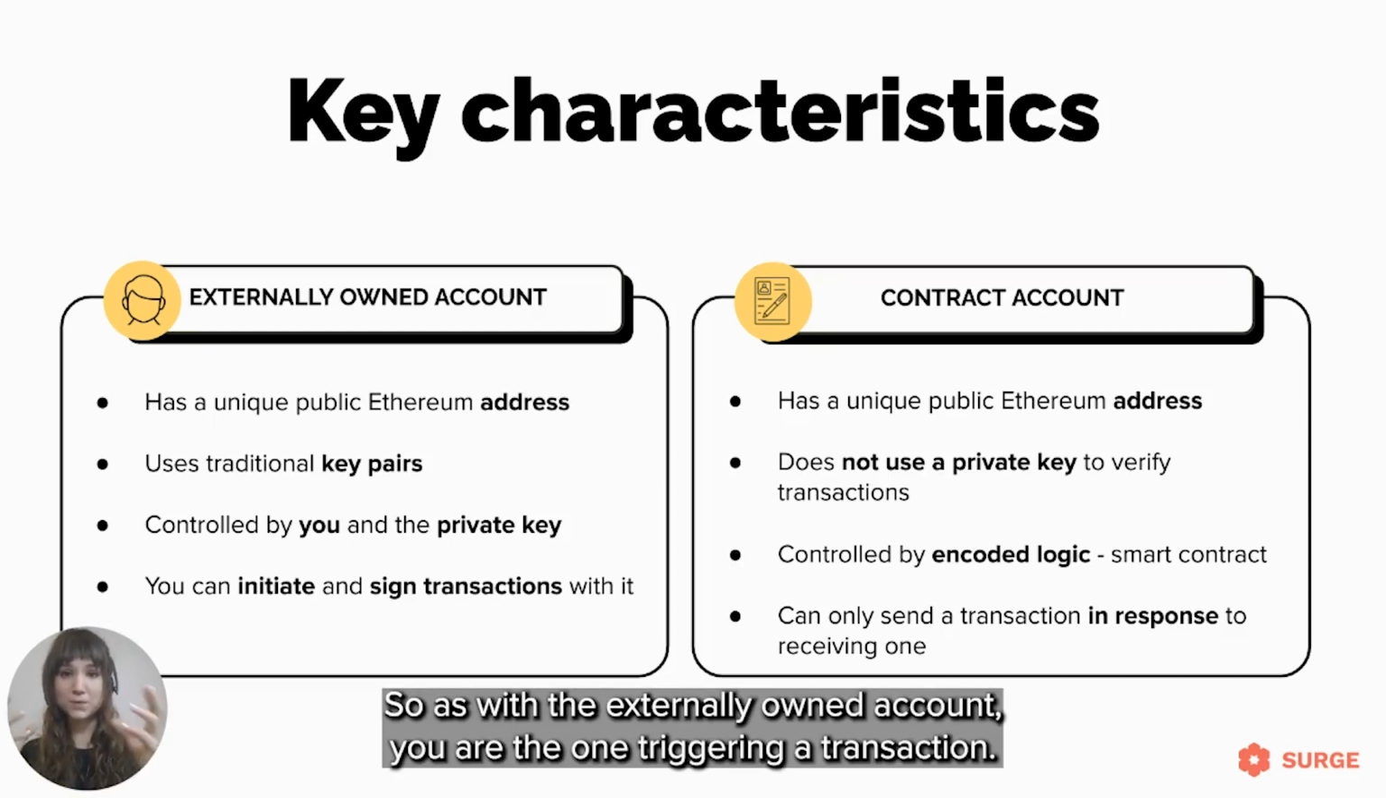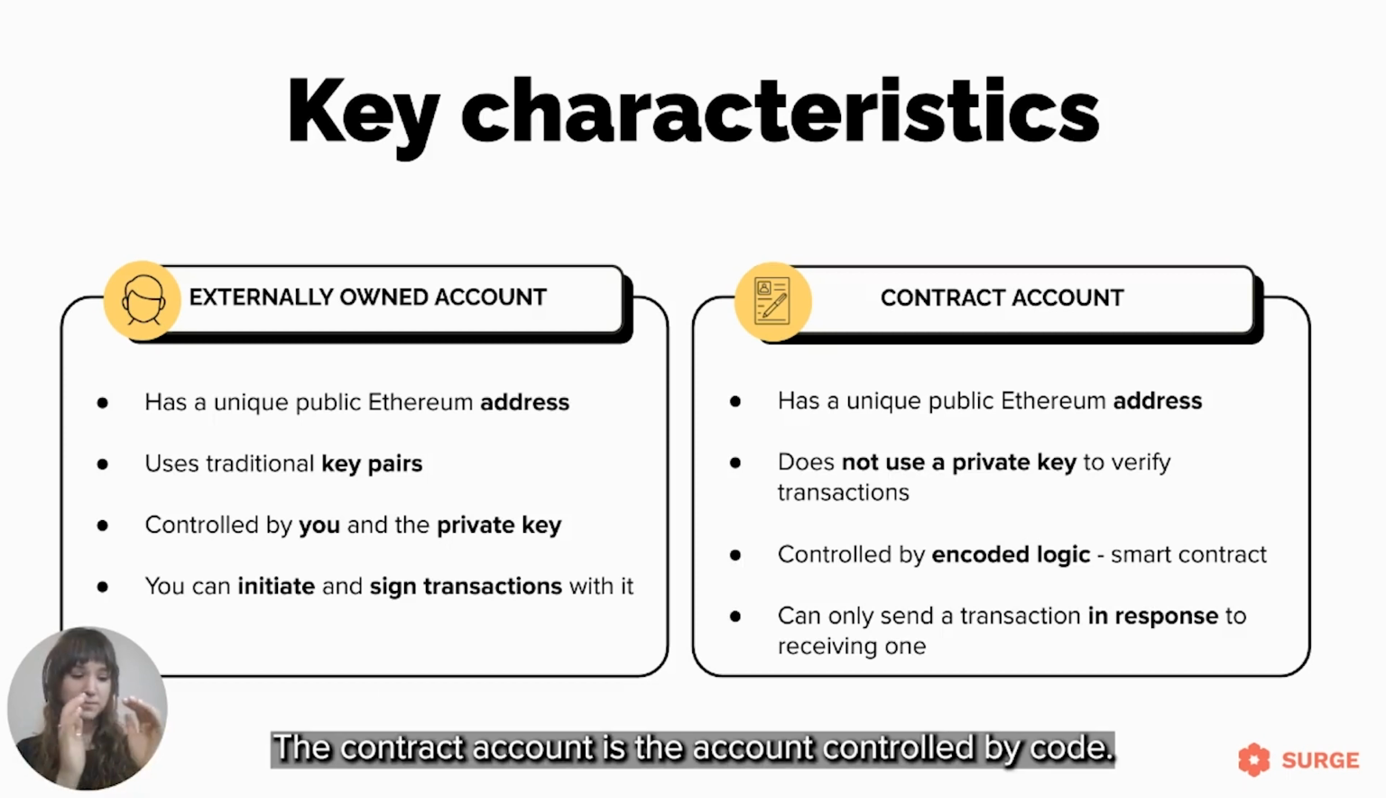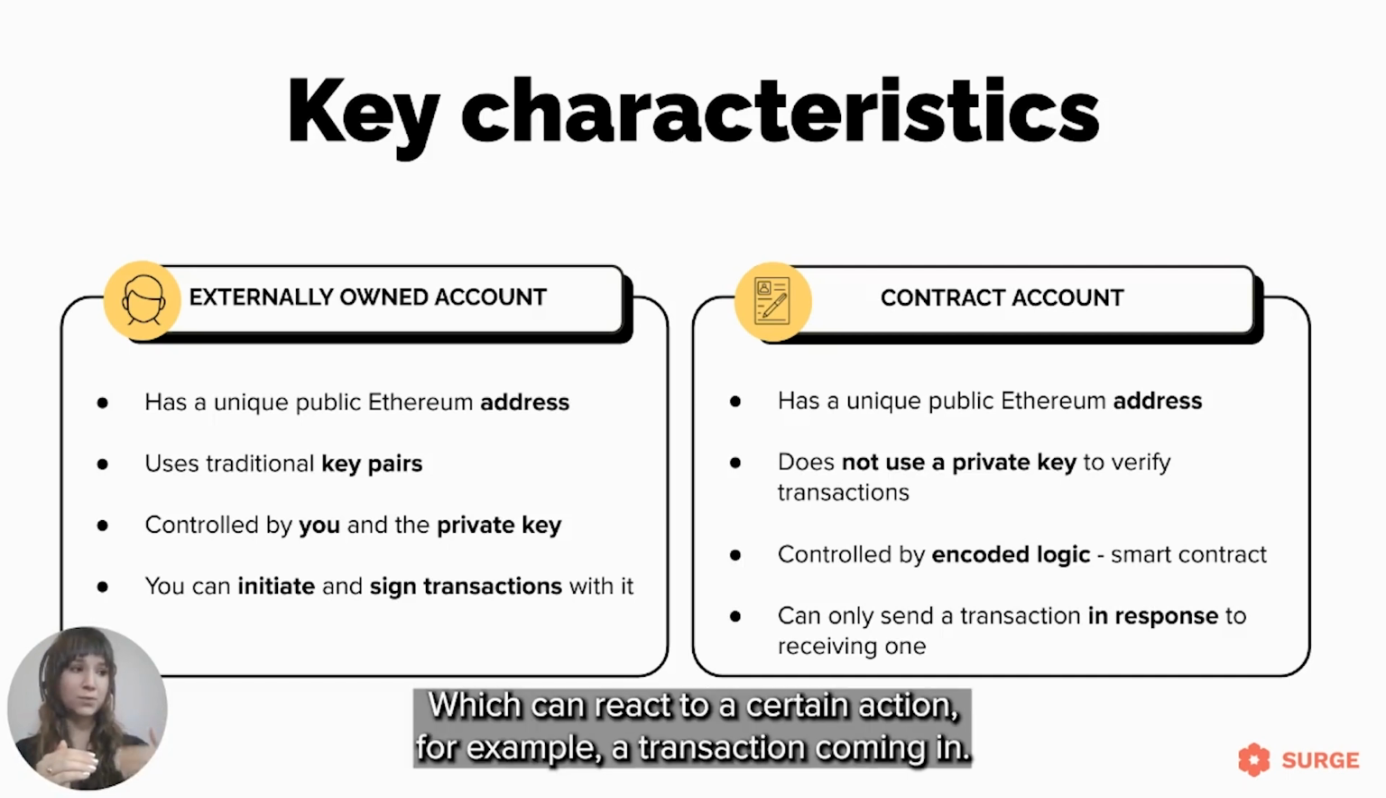So as with the externally owned account, you are the one triggering a transaction. The contract account is the account controlled by code, which can react to a certain action, for example, a transaction coming in.